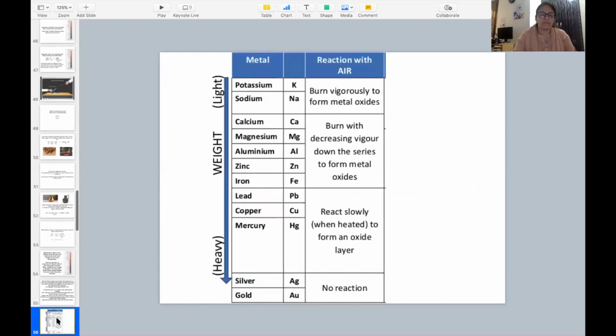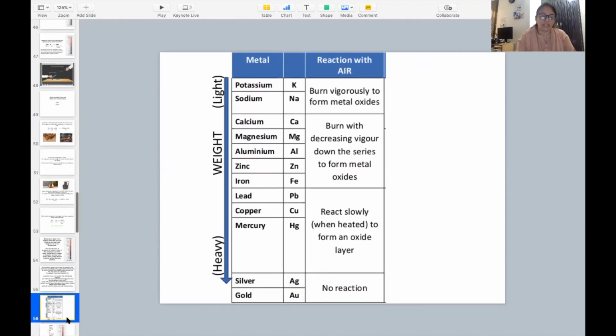Here I have made a little table just to help you understand. Potassium and sodium burn vigorously and form metal oxides. Calcium, magnesium, aluminium, zinc, and iron burn with decreasing vigor down the series, and these form metal oxides. Then lead, copper, and mercury react slowly when heated and form an oxide layer. And you can see silver and gold do not react. Never. They do not react at all.